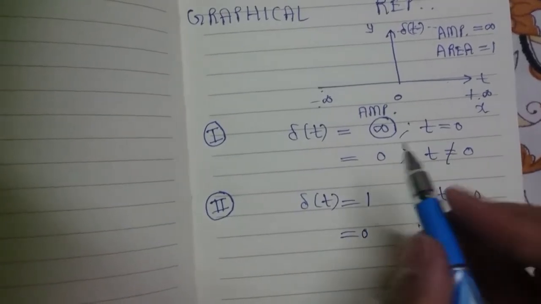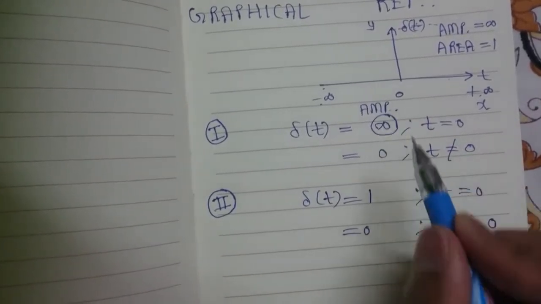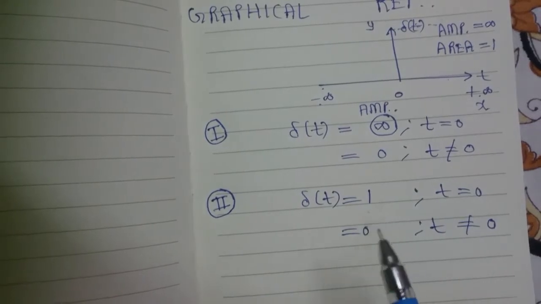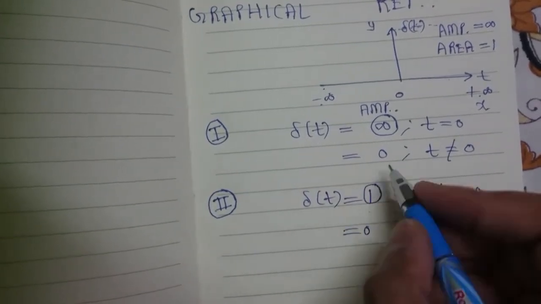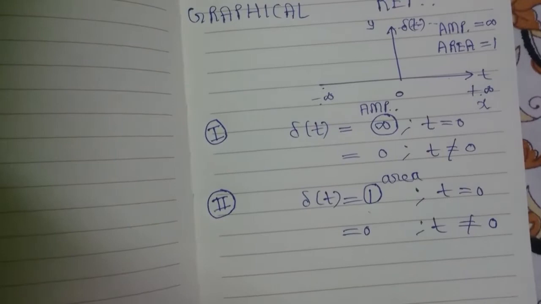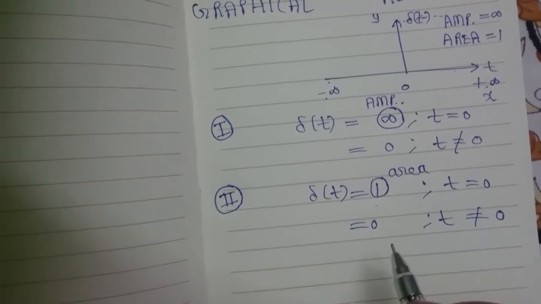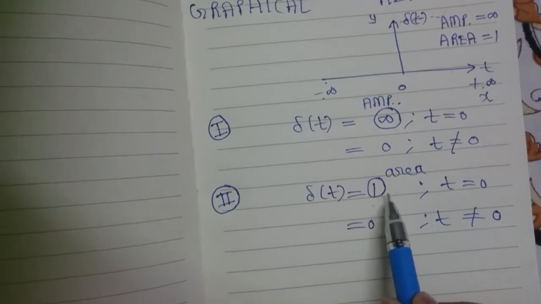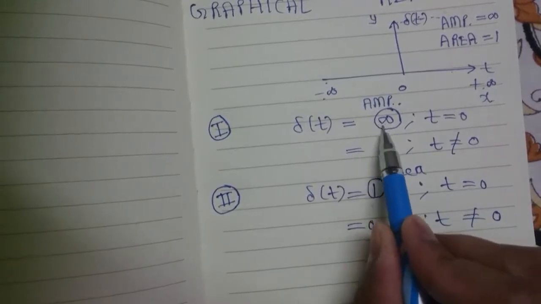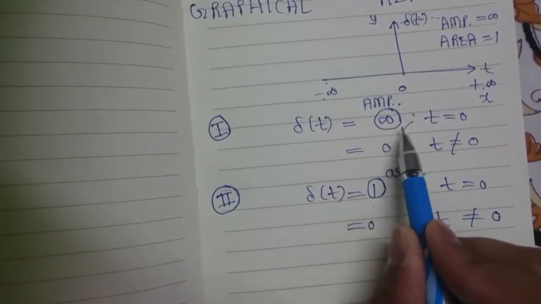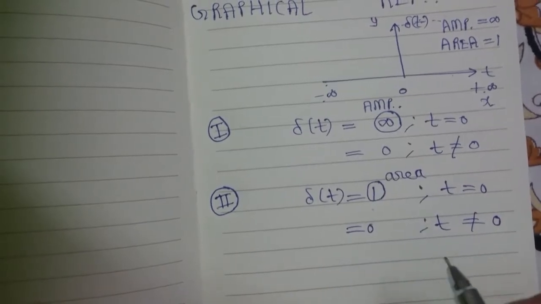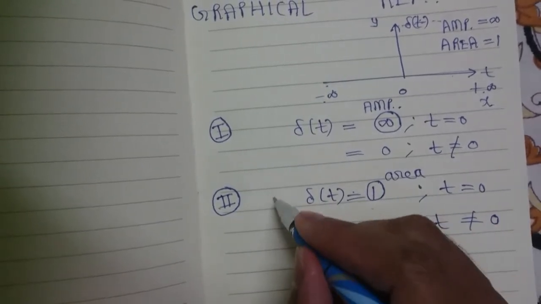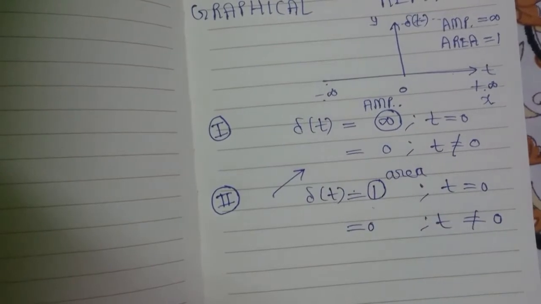So here we are saying infinite. Here infinite means amplitude. Here we are saying 1 in the definition. This 1 corresponds to area under the impulse curve. So here we already told that area is 1. Here it is stating about amplitude is infinite, but we have to incorporate this area information in representation 1.